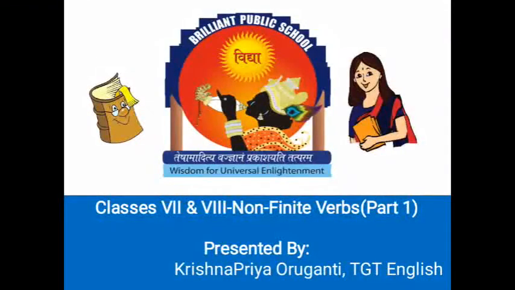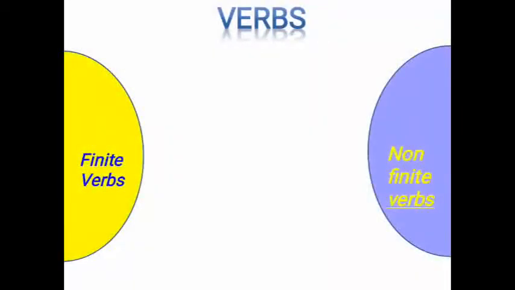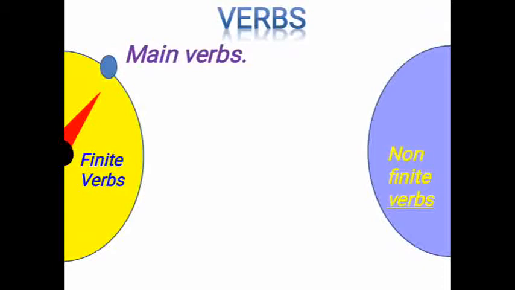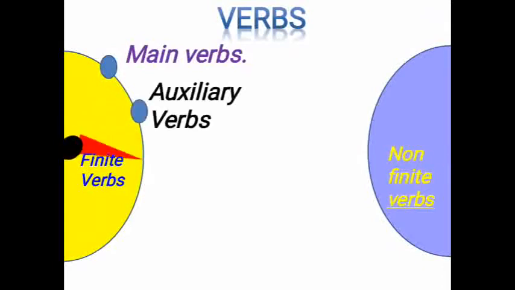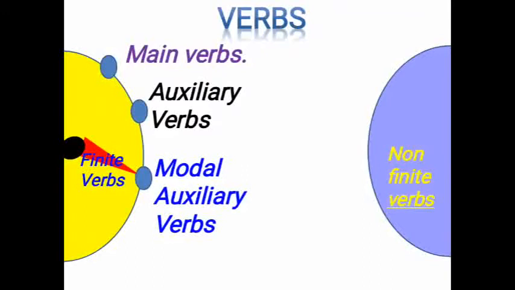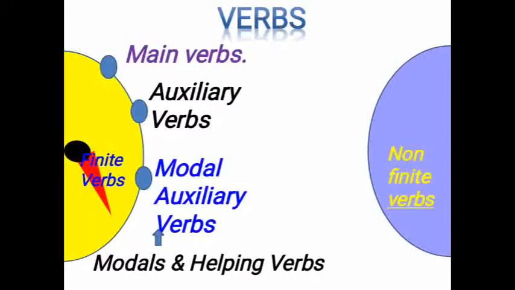Good morning, children, and welcome to today's English lesson, that is non-finite verbs. So, students, verbs are of two kinds, that is finite verbs and non-finite verbs. Finite verbs are the main verbs, the auxiliary verbs, and the modal auxiliary verbs. These modal auxiliary verbs and auxiliary verbs are also called modals and helping verbs.